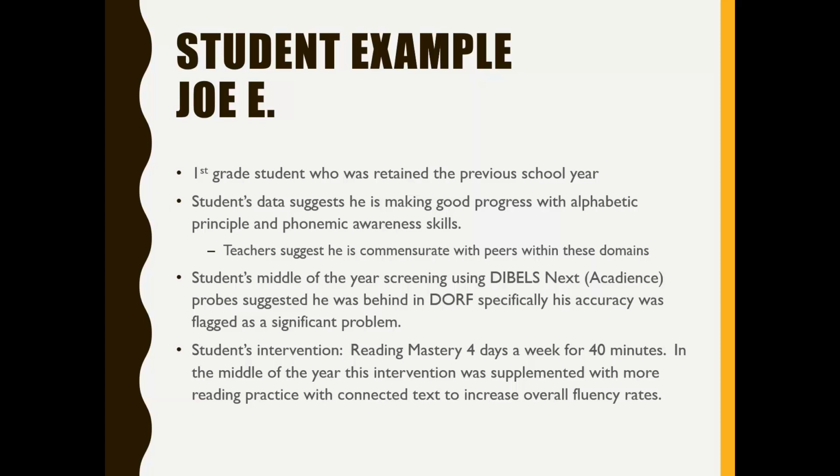So anyways, this was an odd one that we'd go ahead and look at. We're going to be looking at oral reading fluency, and somebody might say, wow, so young, looking at oral reading fluency. But basically the child had come along with other prerequisite skills, and the teacher had suggested that the child, based on data and her own observations, was commensurate with peers in those domains, things like phonics, phonemic awareness, and alphabetic principle skills. The student's middle of the year screening using DIBELS Next Acadience probes suggested that he was behind in oral reading fluency. Specifically, his accuracy was flagged as a significant problem.